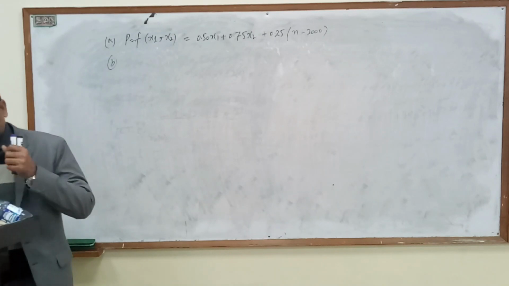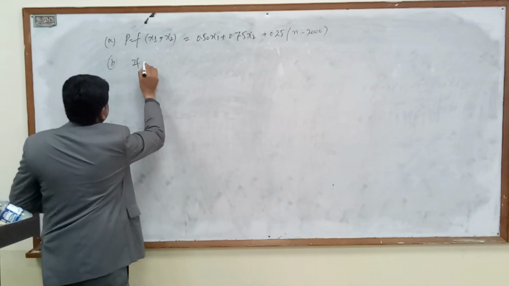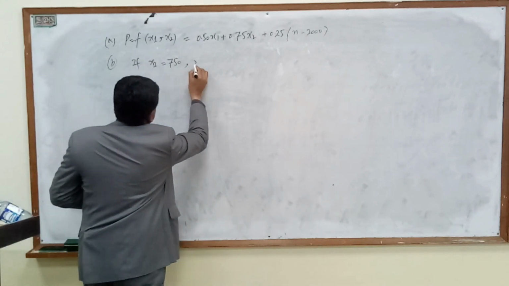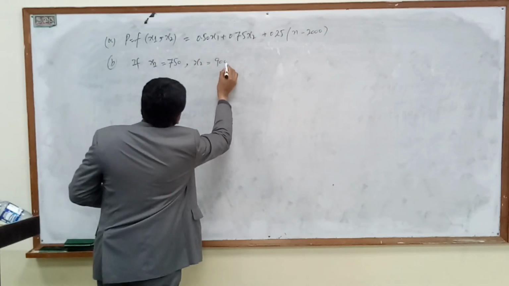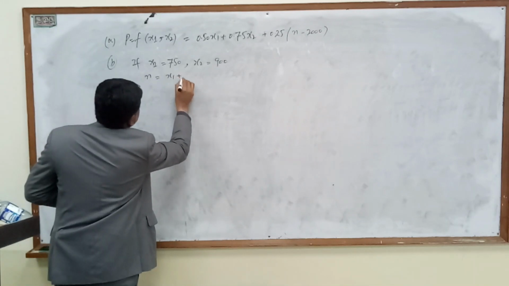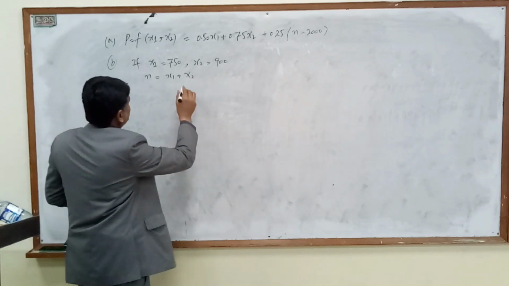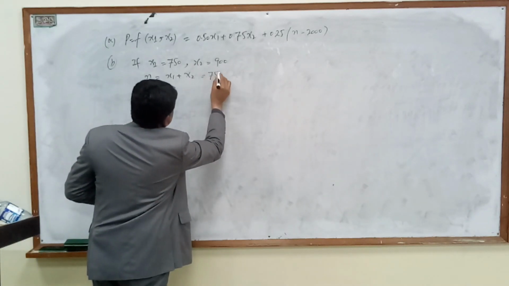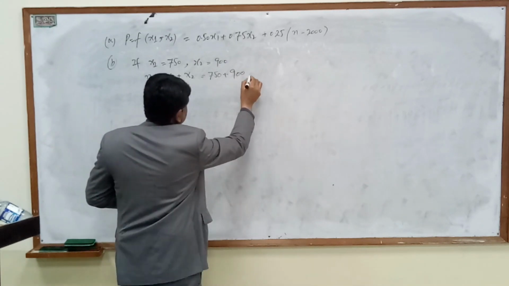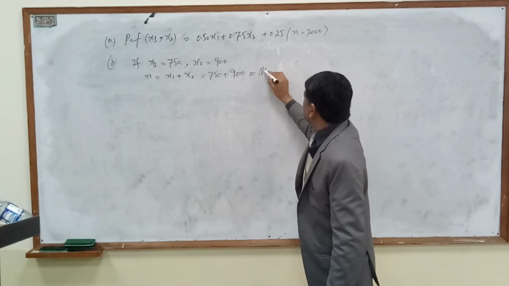If 750 and 900 bars respectively are sold, what is the profit? If x1 is 750 and x2 is 900, what is N? N is x1 plus x2. What is x1? 750. 750 plus 900 is equal to 1650.